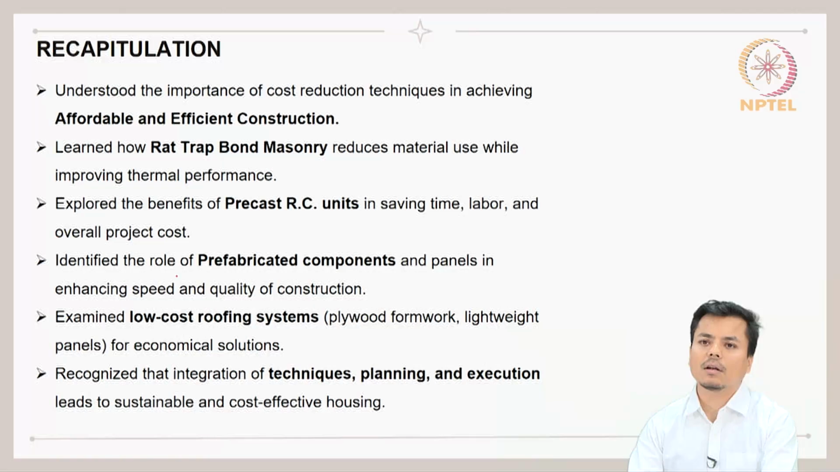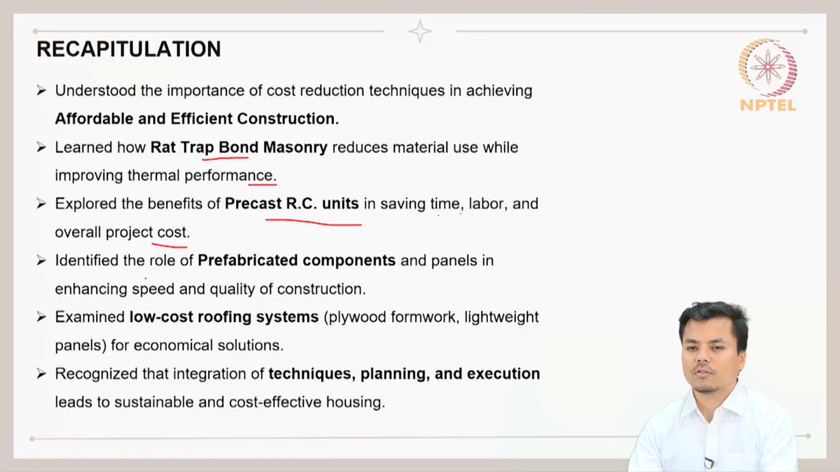Then we focused on the importance of rat trap bond masonry, and we understood how this particular technique reduces the material use while it improves the thermal performance of the material. Then we also explored the benefit of precast RC units, that is prefabricated or precast units that are manufactured in industry, and how they help in saving time, labor and the overall project cost. So, all these were covered in the previous presentation.